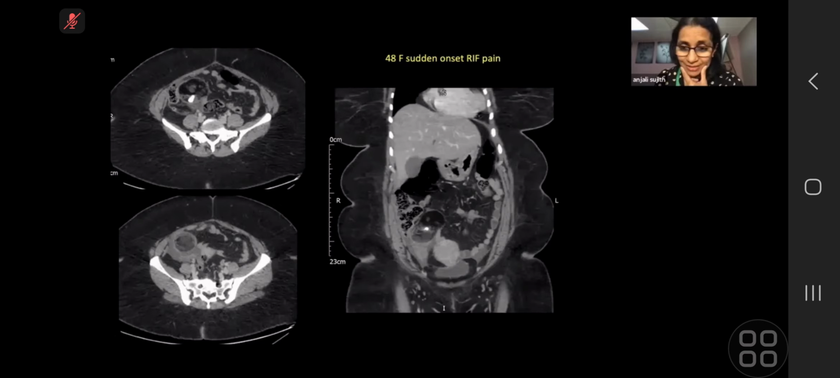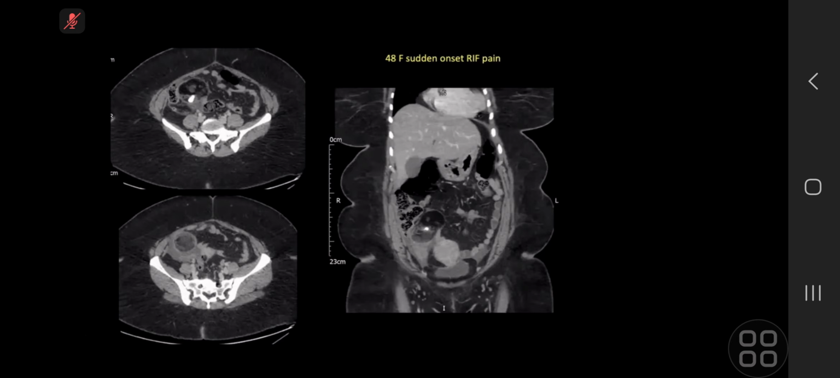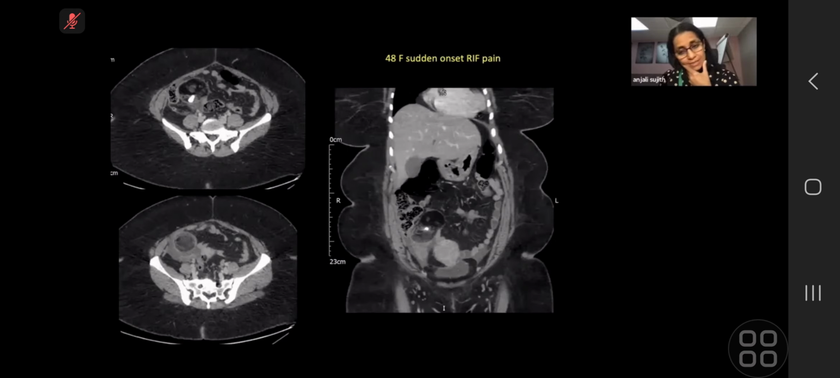Sorry, what was your differential? Possibly a hydrosalpinx or an ectopic pregnancy as well, but I think my top differential will be a dermoid cyst which has torted. Okay, so this is a torsion of an ovarian dermoid.